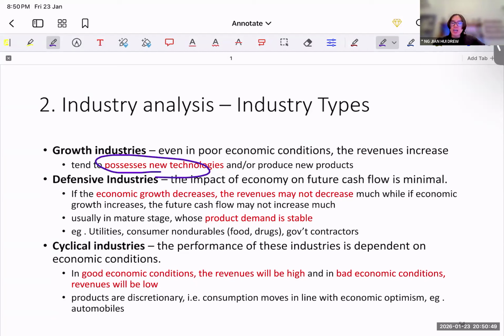Generally, pharma is considered defensive, but I can see where you're coming from, right? If they constantly invent new drugs, they can be considered growth as well or cyclical. I can see where you're coming from. So, weight loss drugs. This is more of a US thing. In Asia, weight loss drugs are not that popular. People don't really talk about weight loss drugs.